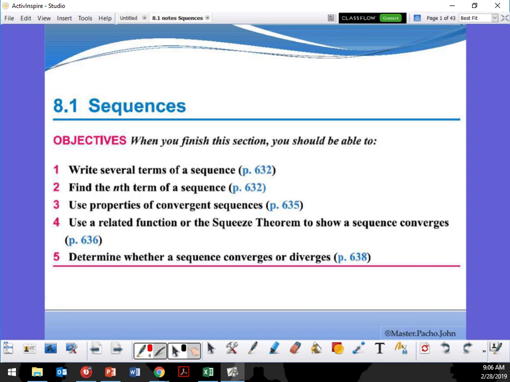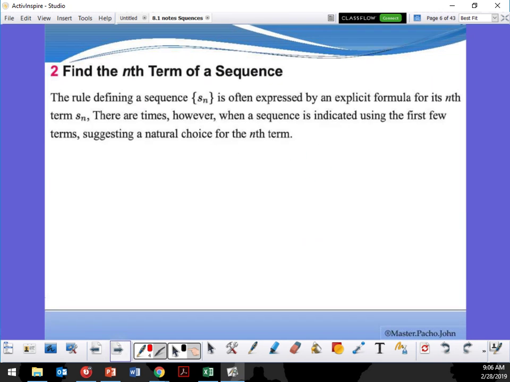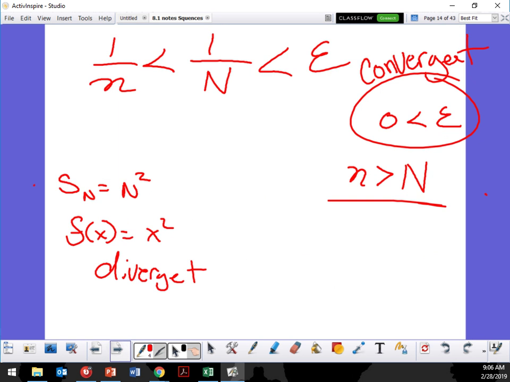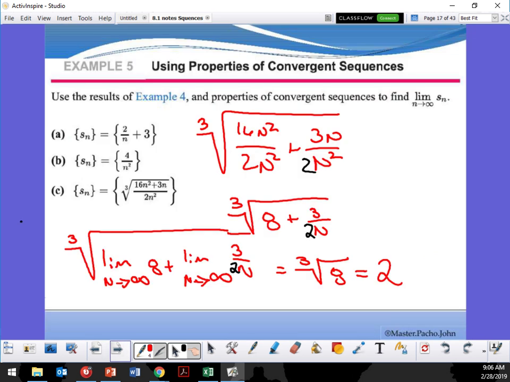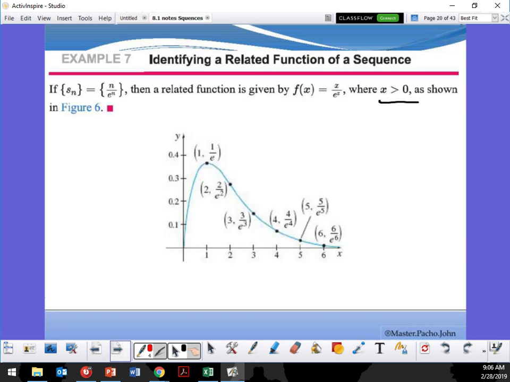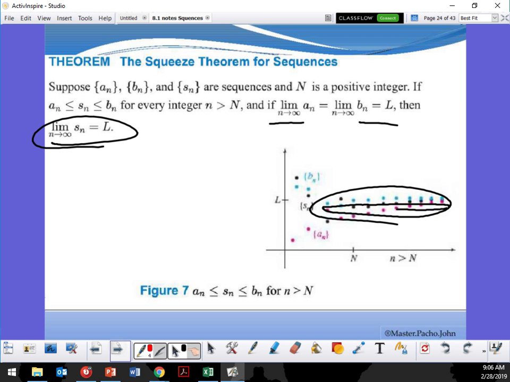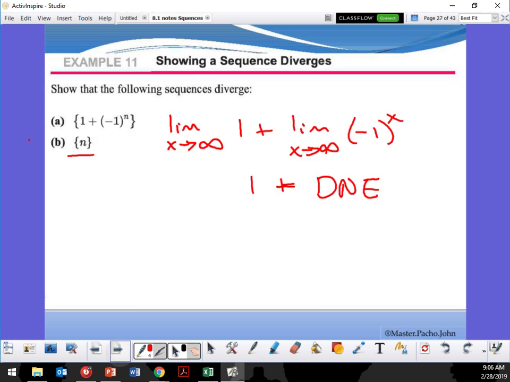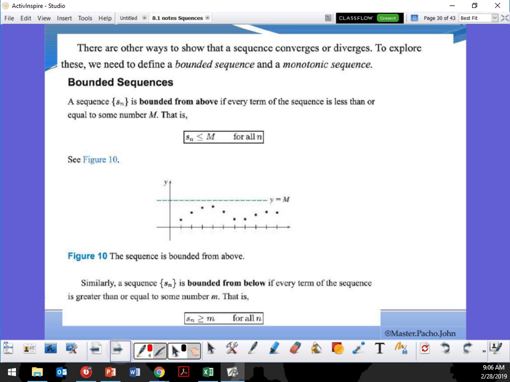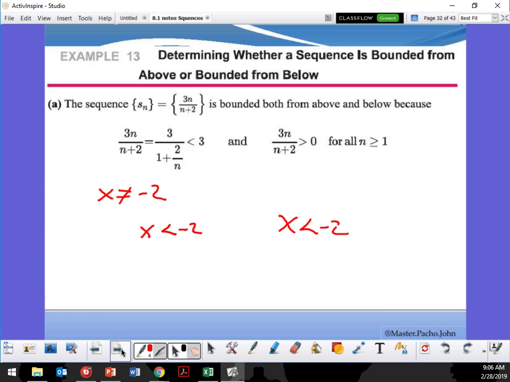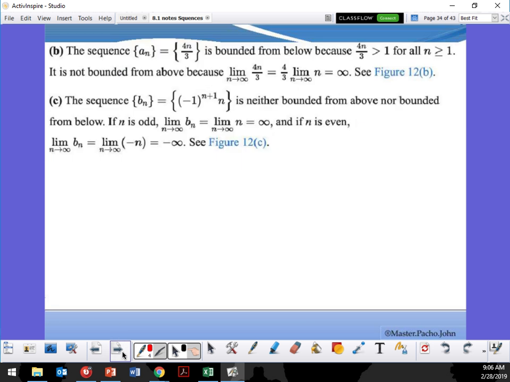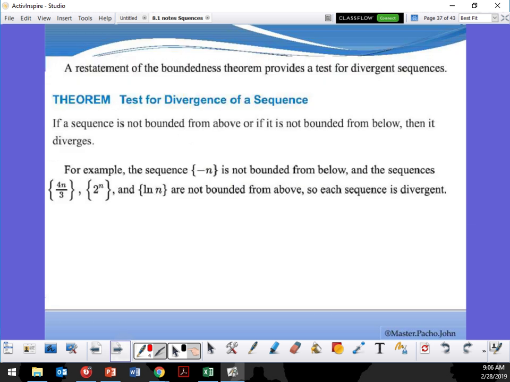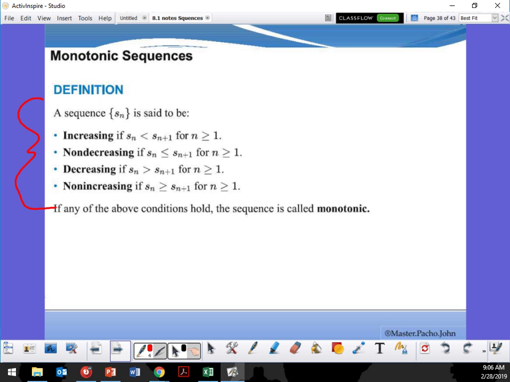All right, so we should be finishing this right here. I need to go over to test for monotonic. Okay, here it is. I kind of pointed this out the other day.